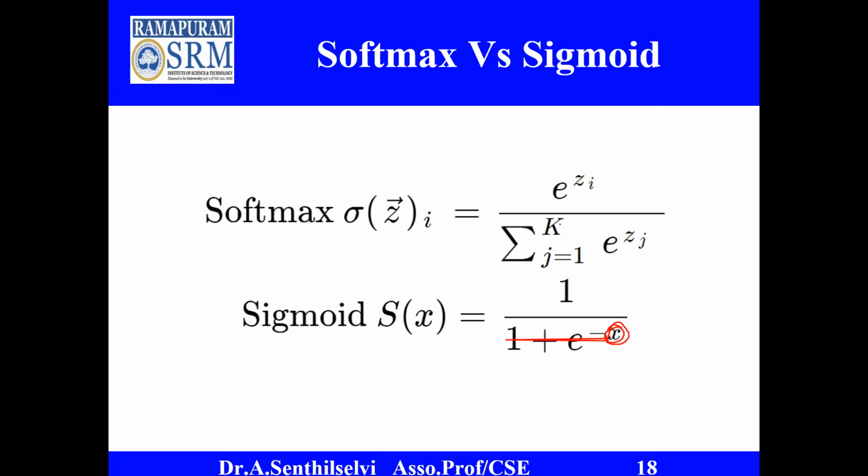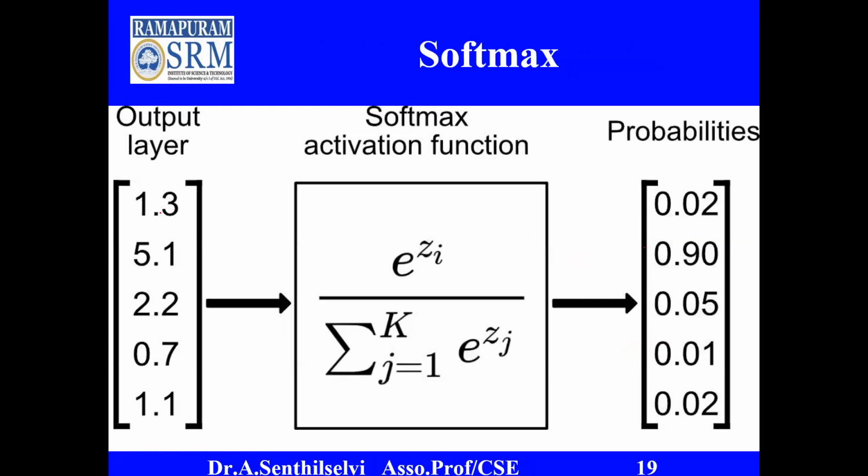Here k means the number of input samples involved in that calculation. For example, if I have 3 values, I will sum the 3 numbers. If we see an example, people will have an idea about how the softmax function calculates the output. See here, in the output layer, I have 5 values. The first one is e power 1.3. For zi, I substitute 1.3.